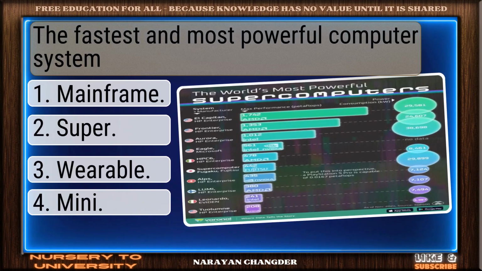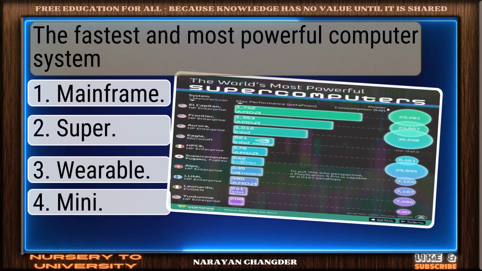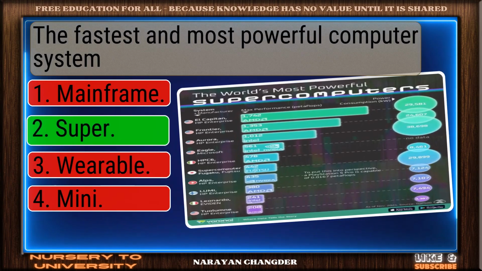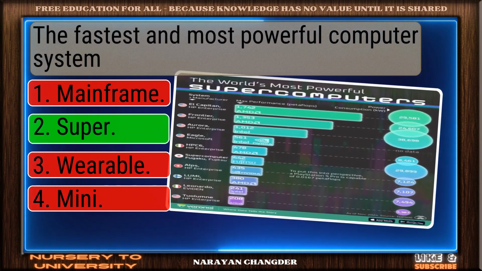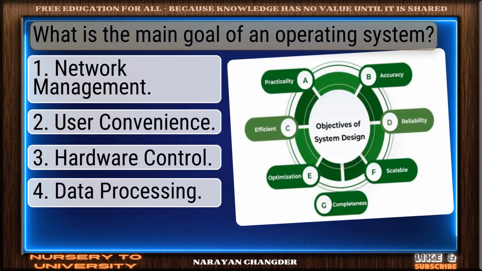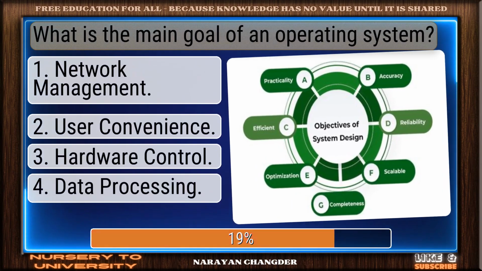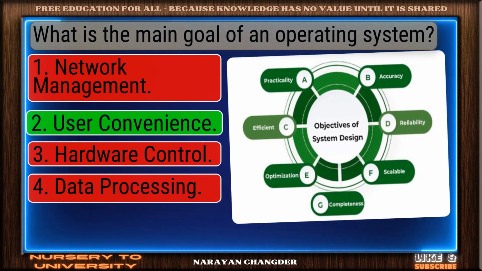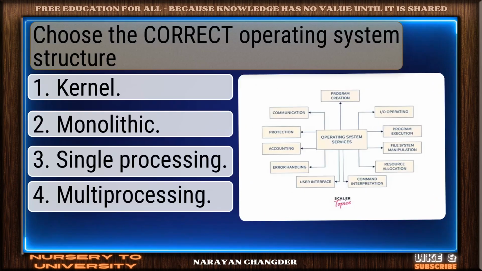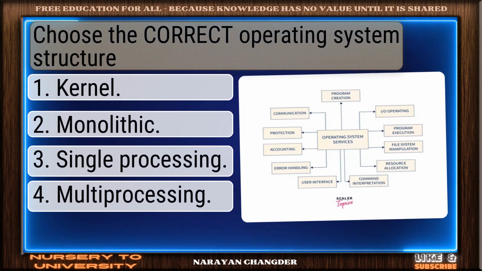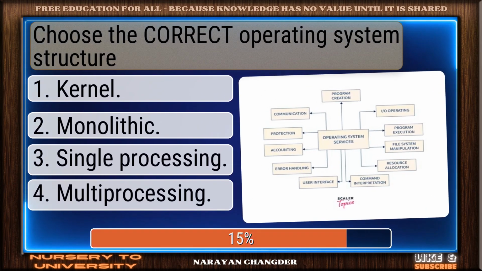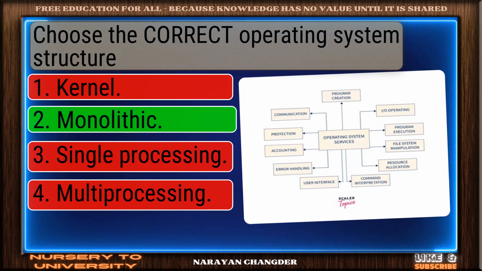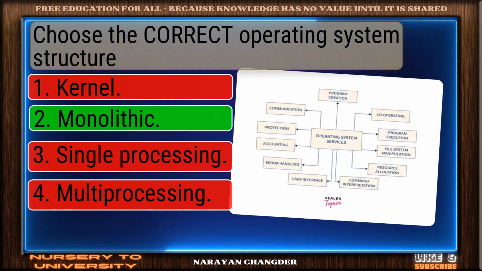The fastest and most powerful computer system. On track. Super is the correct answer. What is the main goal of an operating system? You're right. User convenience is the correct answer. Choose the correct operating system structure. Perfect. Monolithic is the correct choice.